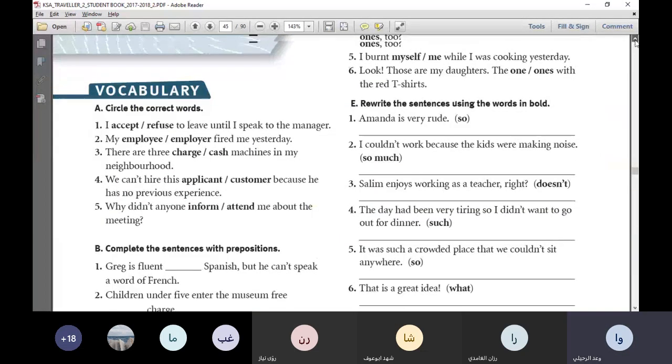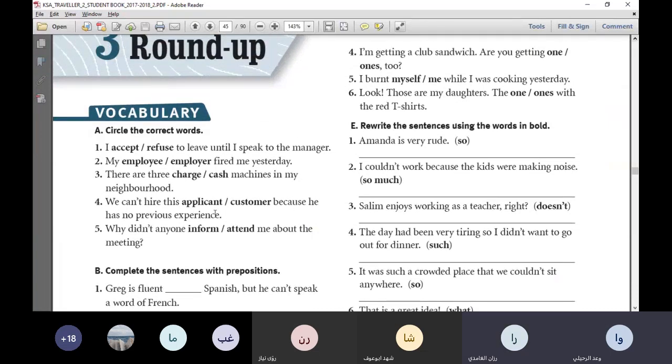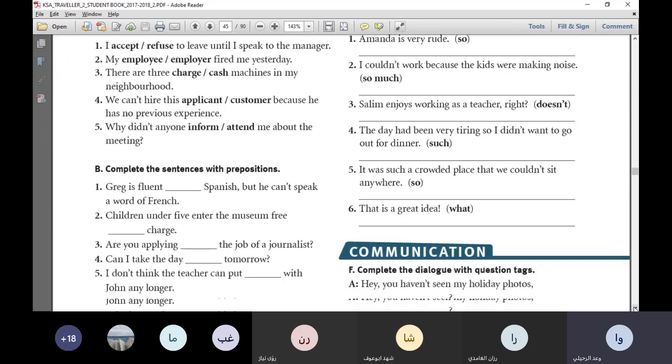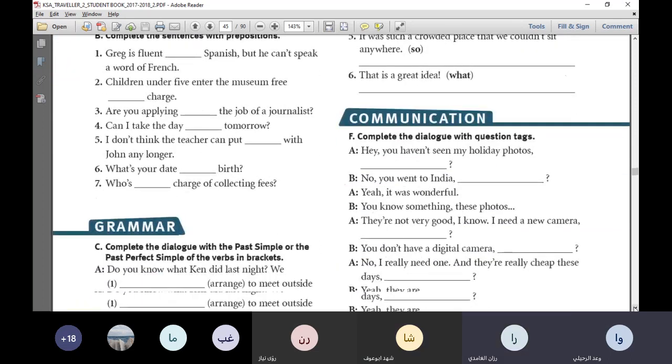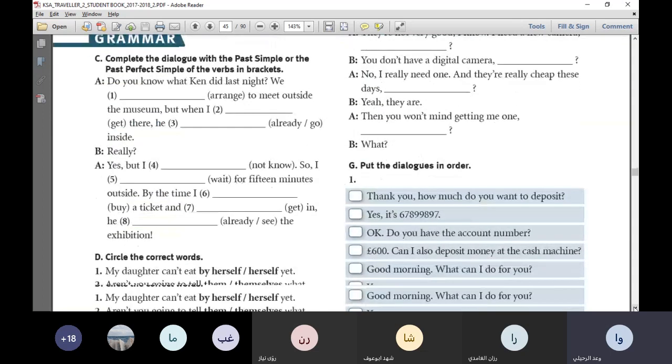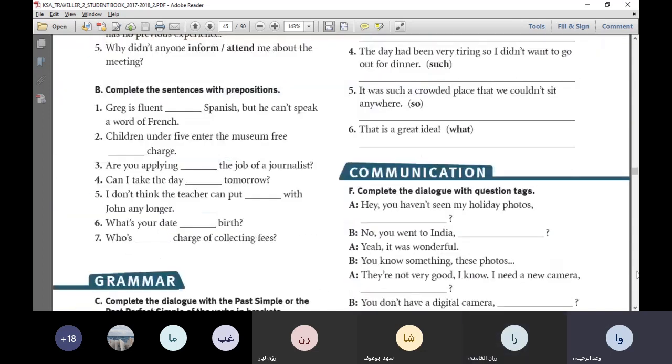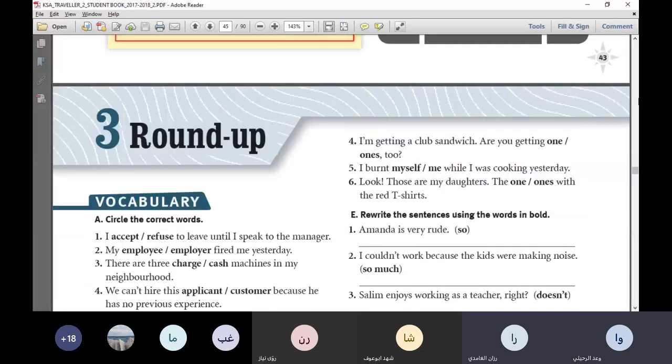And now in the roundup, I think we did the roundup, right? Yes. So we did exercise A. We didn't do B. So it's going to be A, C, D, and E. A, C, D, and E.